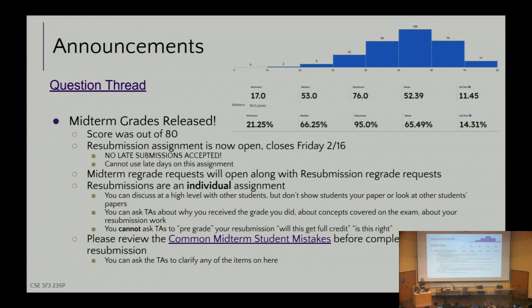For half credit that you missed back, yes, exactly. So if you got a 60 and you get 100 on the resubmission, you'd end up with an 80.